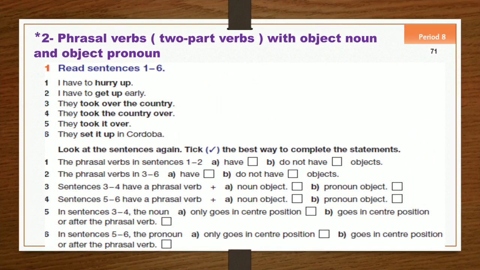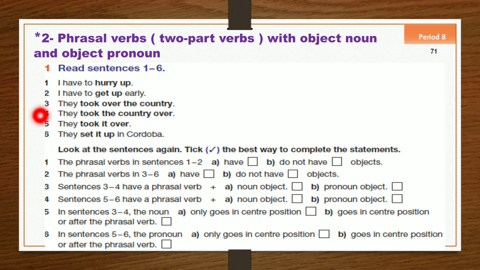Let's go to period 8, page 71. Phrasal verbs with object noun and object pronoun. Exercise 1. Read sentences from 1 to 6. Number 1. I have to hurry up. Hurry up بمعنى يسرع. 2. I have to get up early. Get up ينهض. 3. They took over the country. 4. They took the country over.